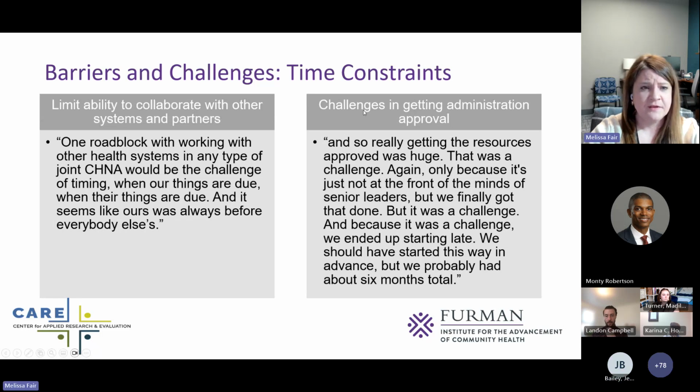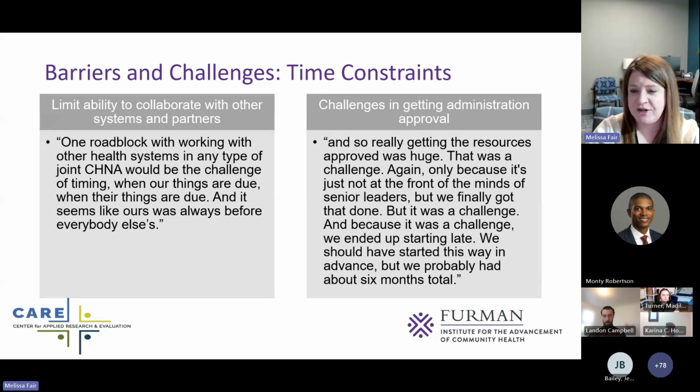So barriers and challenges also include time constraints. They noted that it limited their ability to collaborate with other systems and partners. And so you can see here that this system was not opposed to collaborating with other healthcare systems, but the timing made it difficult. Their things were often due before the other health systems were due, so they had to get started sooner, and so limited their ability to engage health system partners and community partners.